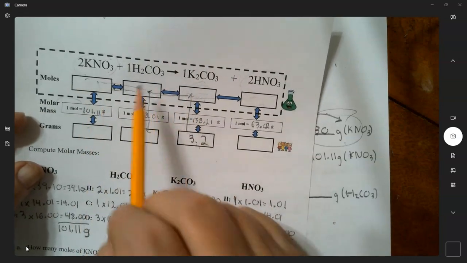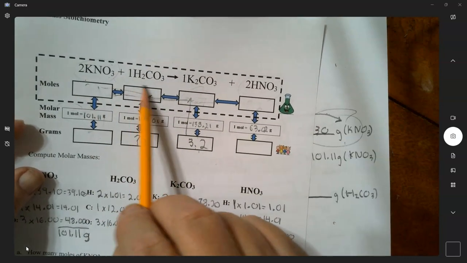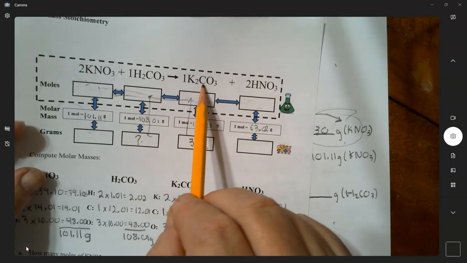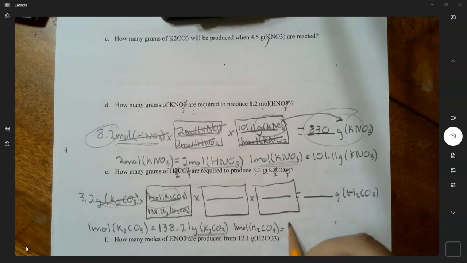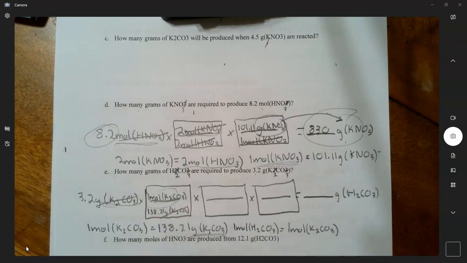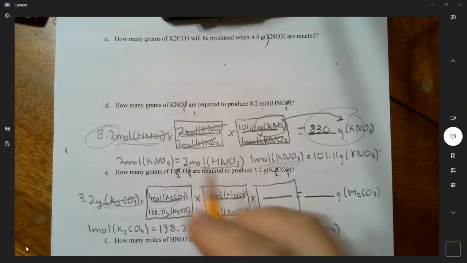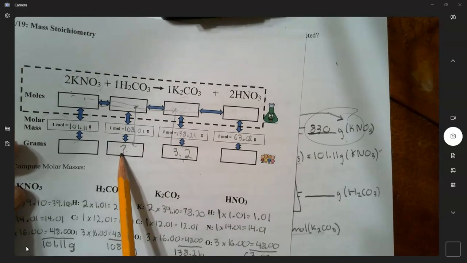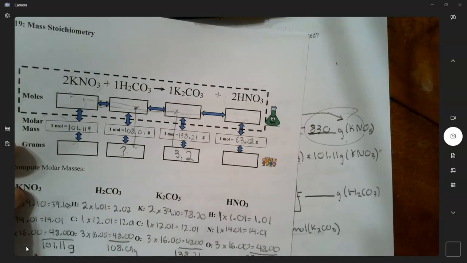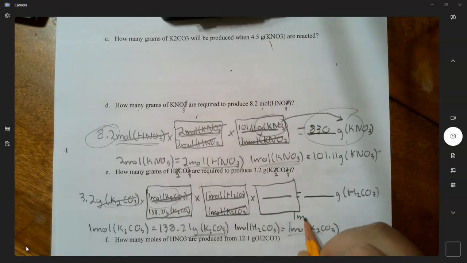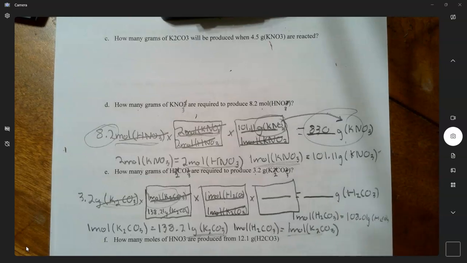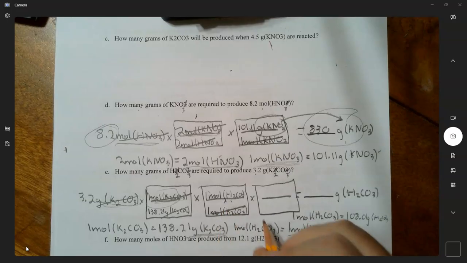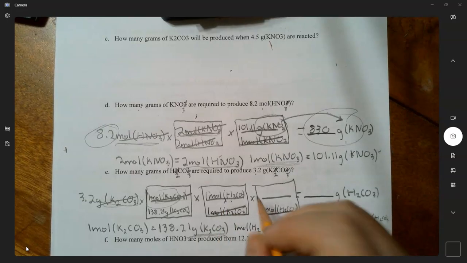We need to move over from here to here. So there's the equivalency: 1 mole H2CO3 equals 1 mole K2CO3. You need this to cancel out, so you have to put moles of K2CO3 on the bottom. Now we're sitting in the moles of H2CO3 box here. We need to come out to get the grams of H2CO3, so we use the molar mass of H2CO3. Moles H2CO3 have to match up. The other one goes on the top.